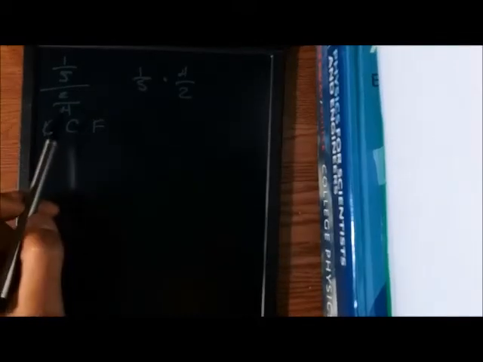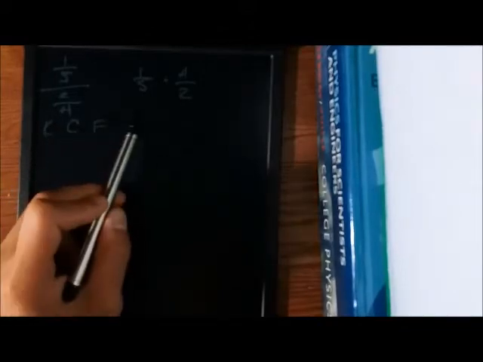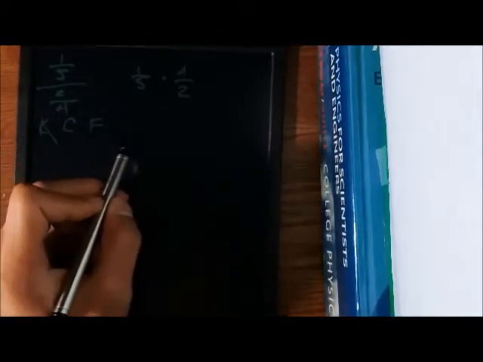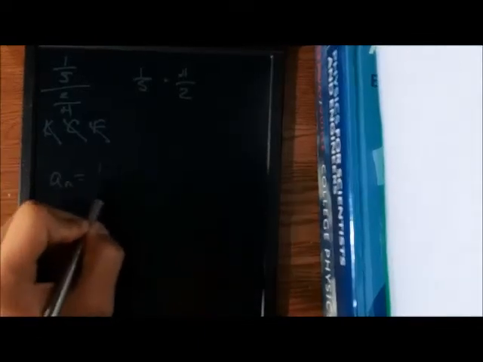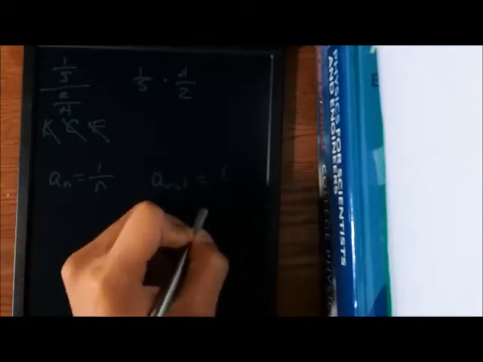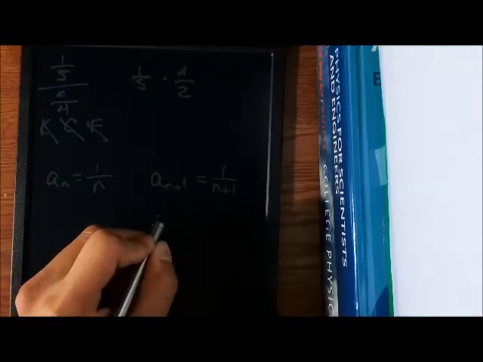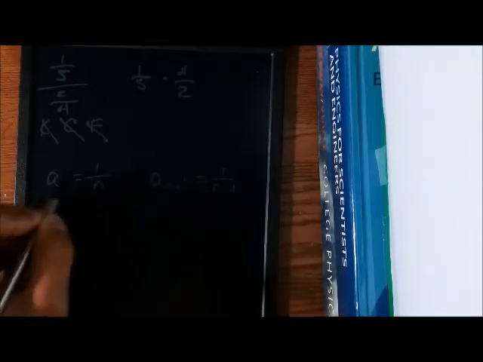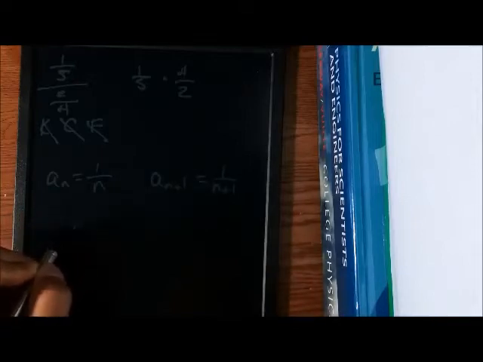The last one involves a fraction being divided by a fraction. In this case, 1/5 is being divided by 2/4. Because of the keep, change, flip rule for dividing fractions, we are going to keep the first fraction, change the symbol from division to multiplication, and flip the second fraction. The same can be done for series. If a of n is equal to 1 over n, and a of n plus 1 is equal to 1 over n plus 1, then when you divide a of n plus 1 by a of n, you can flip a of n knowing that it will have to be flipped.